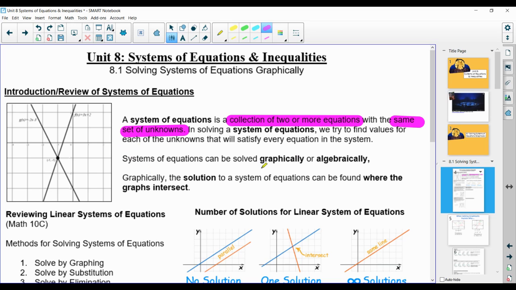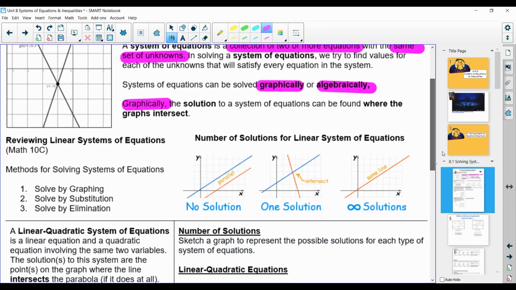Now, when we're solving a system of equations, we can solve graphically or we can solve algebraically. When we're solving graphically, the solution to a system is where the graphs intersect. And so looking back at grade 10, we looked at three different methods. We looked at graphing, substitution, and elimination. Graphing is what we call solving graphically, and substitution and elimination are both algebraic methods.